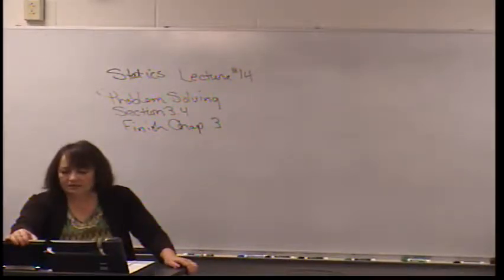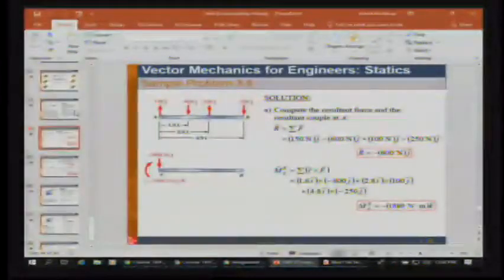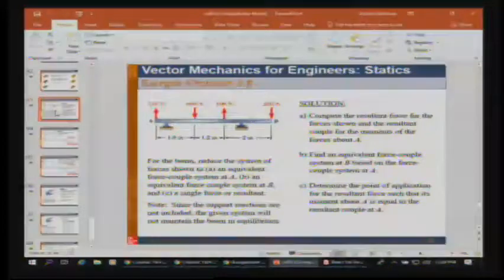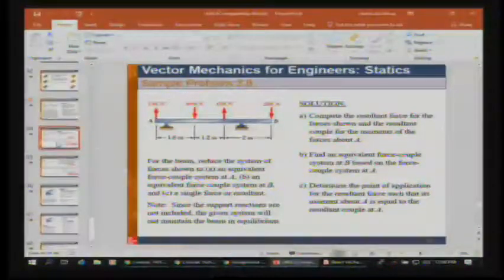So the first thing I'm going to do is a short lecture on this content. What we're talking about here is how to reduce a system of forces. When we talk about reducing a system of forces, what we mean is if we have a multi-force system, you can see here that we would have 4 forces, and then we would have 2 reactive forces. So there's a total of 6 forces.